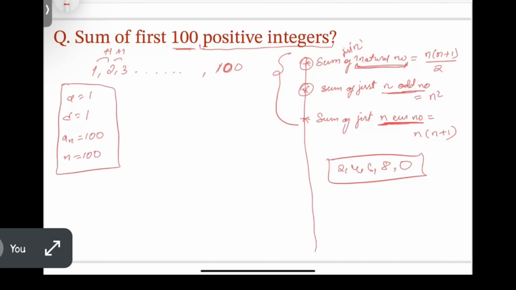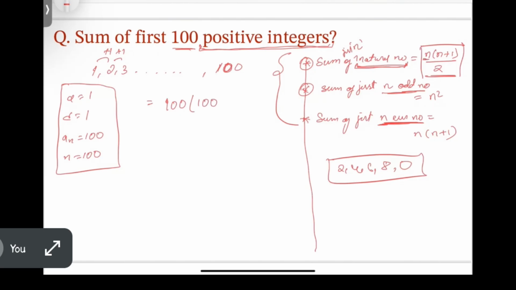But if you can memorize the standard formula, then that will be better. The sum of the first n natural numbers. So positive integer simply means we are talking about natural numbers. So the formula here is 100 into 100 plus 1, because n here is 100.